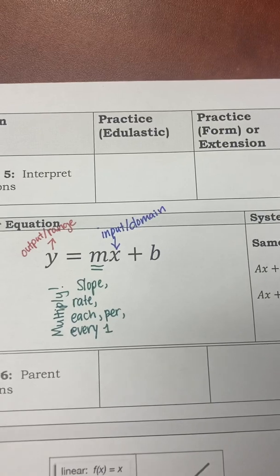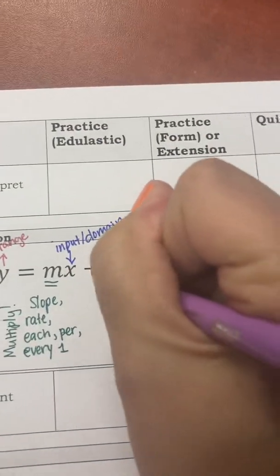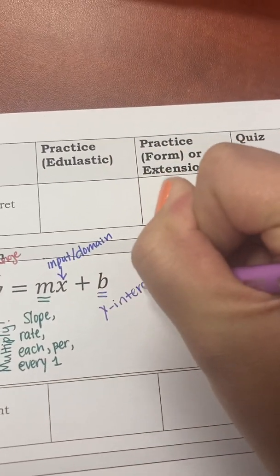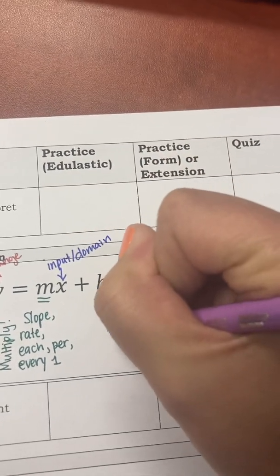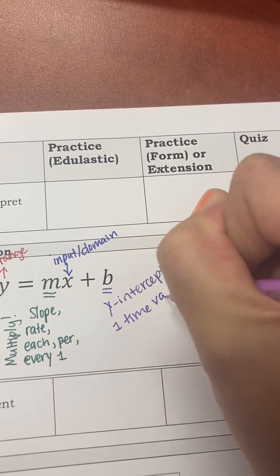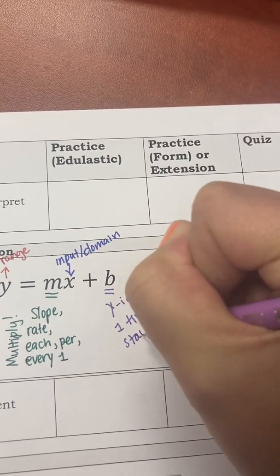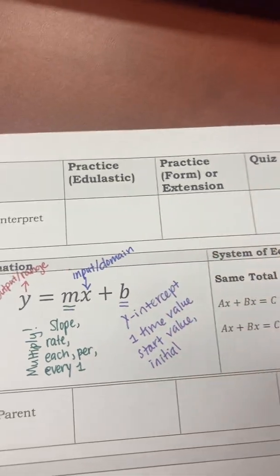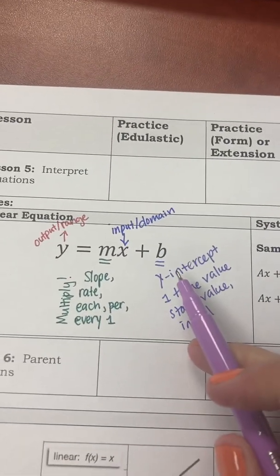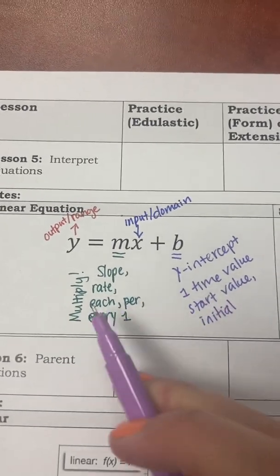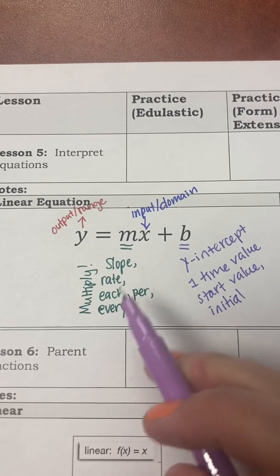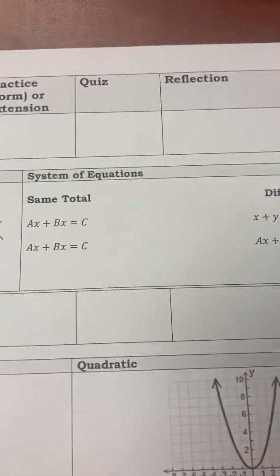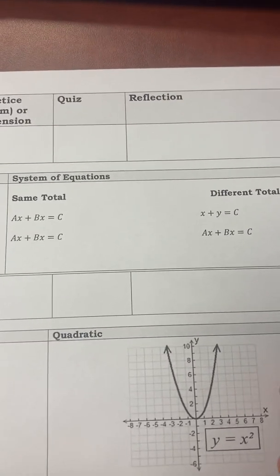The other part of y equals mx plus b that we need to know how to interpret is b. That's always going to be your y-intercept. But it is a one-time value. Start value. Initial. So b is always going to be something that happens one time, and it can be a positive start or a negative start. Your m is going to be a rate, so it repeats, it multiplies, and it's either positive or negative.